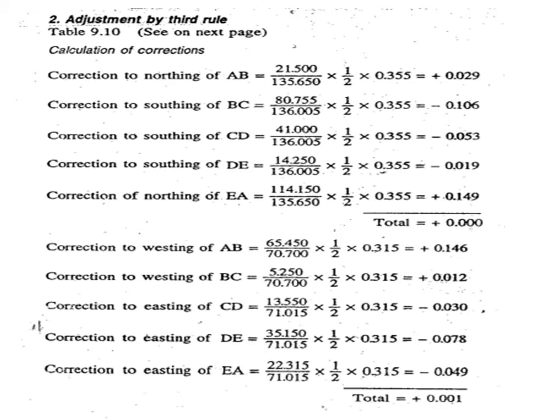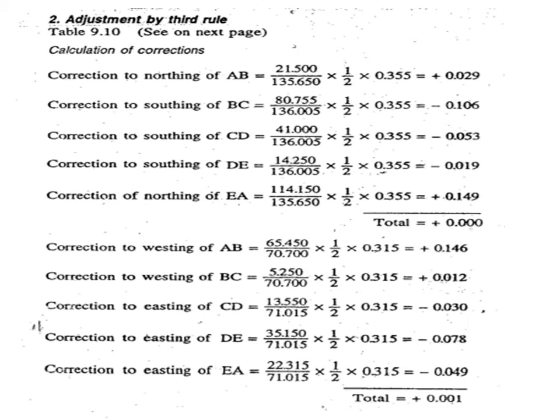In this slide we are going to see how to calculate the correction by making use of the third rule. So correction to northing of AB equals 21.5 divided by 135.650 multiplied by 1/2 into 0.355. Therefore it is 0.029. Similarly, correction to southing of BC equals 80.755 divided by 136.005 multiplied by 1/2 into 0.355, equals minus 0.106. Similarly, correction to southing of CD equals southing of that side divided by sum of southing multiplied by 1/2 into total error in latitude.